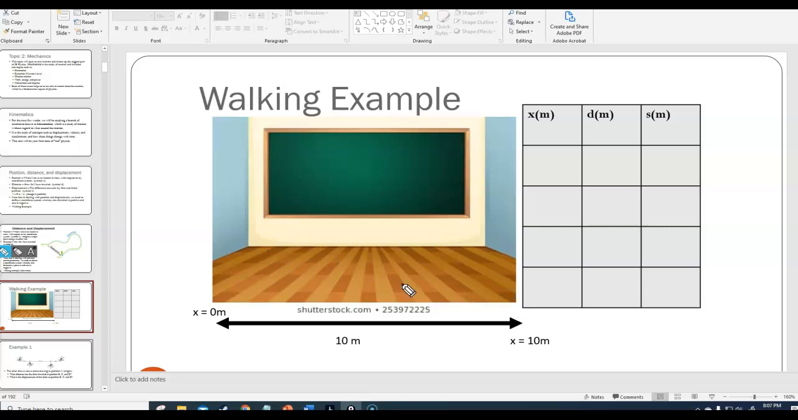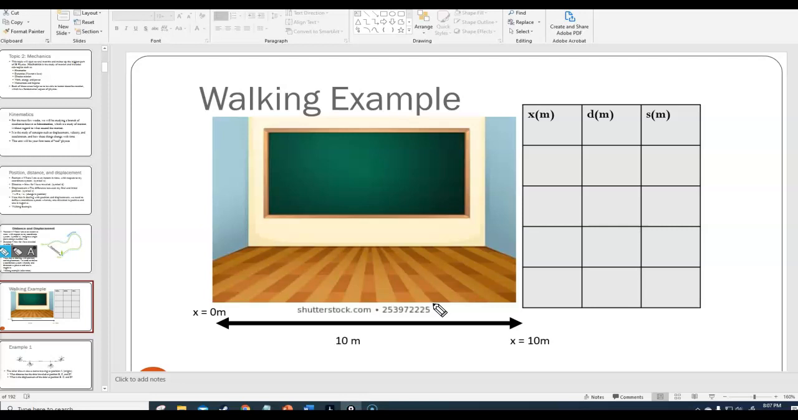Okay. Now, of course, the room is 10 meters across. There's no getting around that. But I'm free to choose whatever coordinate system I wish. Okay, but for now, for simplicity, let's just say that the left side of the room is at a position of 0 meters and the right side is at a position of 10 meters.